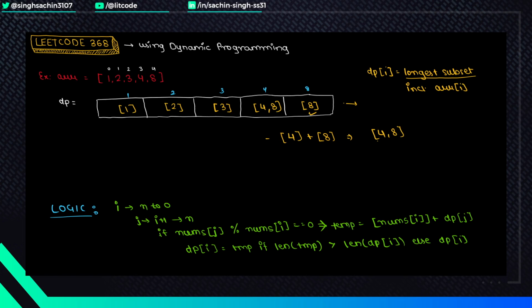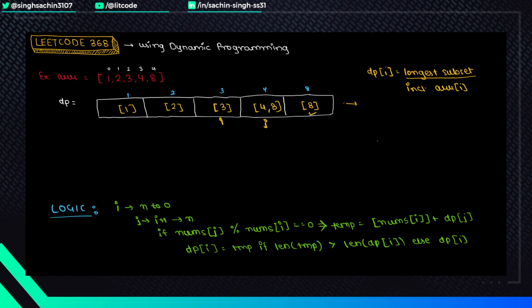For example, next we will change our pointers, and next my i will be here, and I'll start j here. Okay, now 4 cannot be divided by 3, so this is not a possible subset.